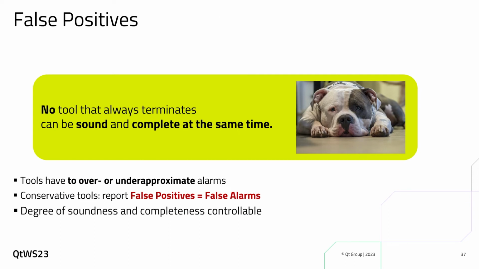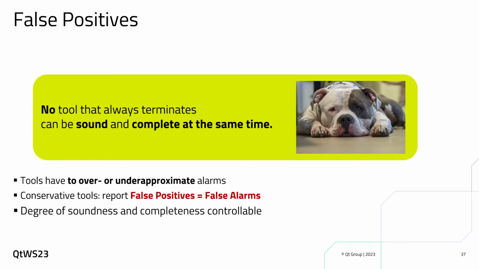Yeah? We have to either over- or under-approximate alarms. This is possible. Yeah, we can do that. And conservative tools normally tend to report false positives. Yeah? So you can have a lot of errors, or alarms normally, and you have to look at them and see, is this a real alarm? Yeah? So there's the human involved again.